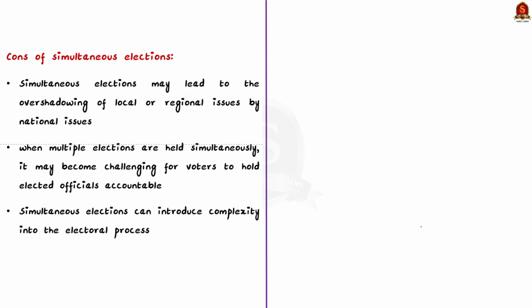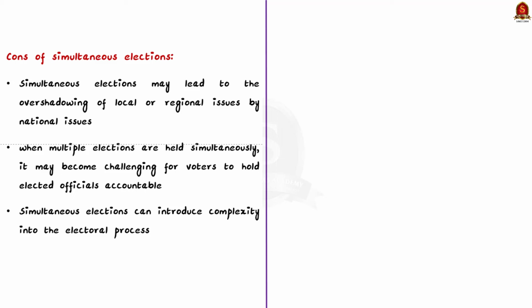Now let us see the disadvantages of simultaneous elections. Firstly, One Nation, One Election may lead to overshadowing of local or regional issues by national issues. So this can result in voters focusing more on national politics and less on local concerns. So this will potentially undermine the representation of local parties. Secondly, when multiple elections are held simultaneously, it may become challenging for voters to hold elected officials accountable for their performance at different levels of government. So this will weaken the link between voters and their representatives. Thirdly, holding simultaneous elections can introduce complexity in the electoral process. So coordinating between different levels of government and managing logistics can be a challenging process. So these are the disadvantages of simultaneous elections.